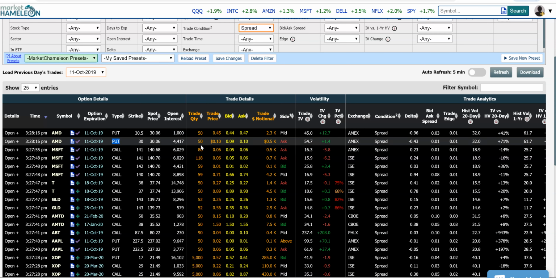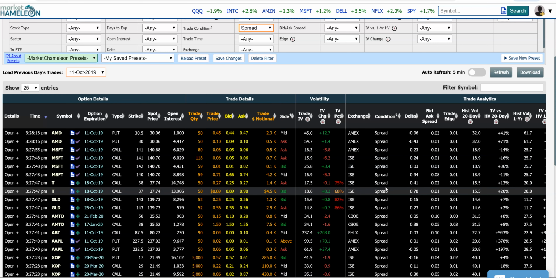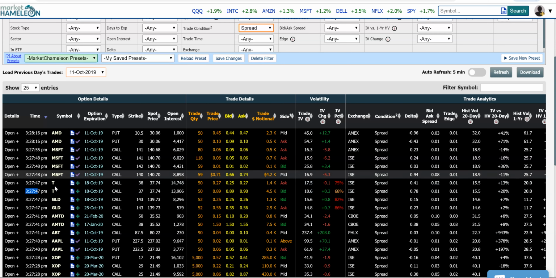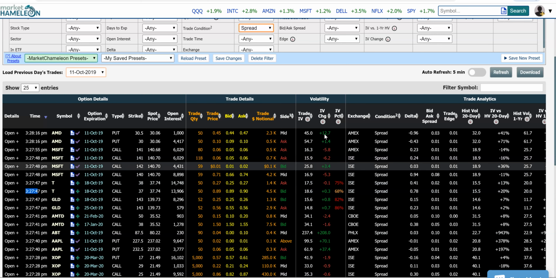He bought one, sold the other, and that's what a spread trade condition is. So whenever you see a spread, you're going to try to go and find the other piece of the trade. So over here you could see something happened at the same time in the same stock on the same exchange, and that's how you would match up a spread.